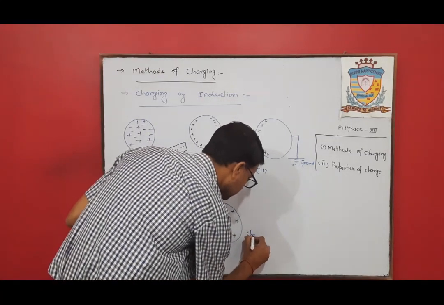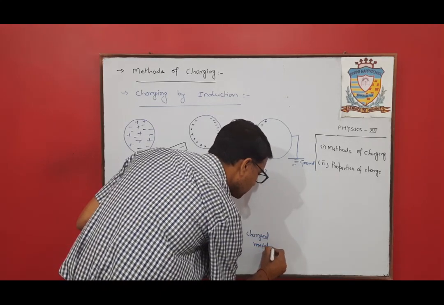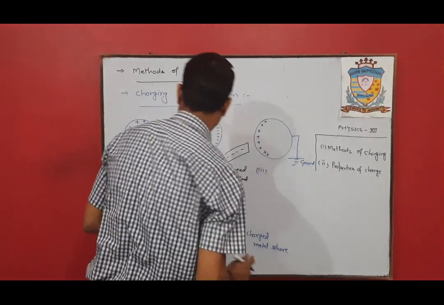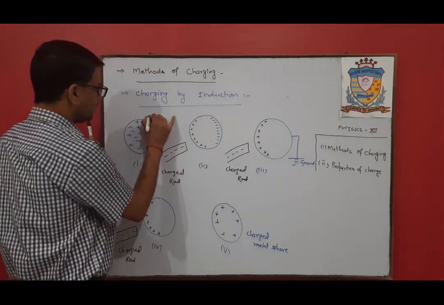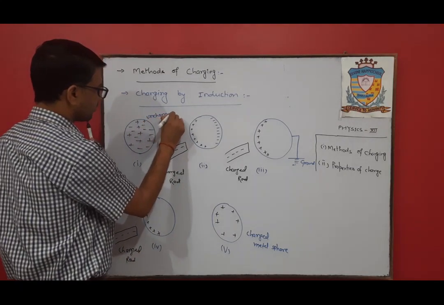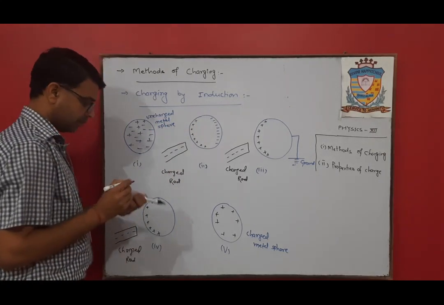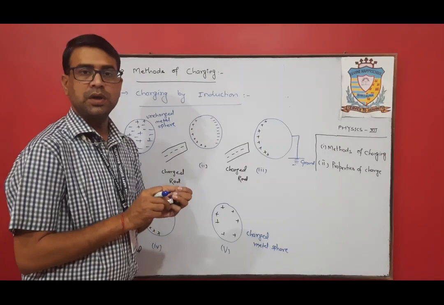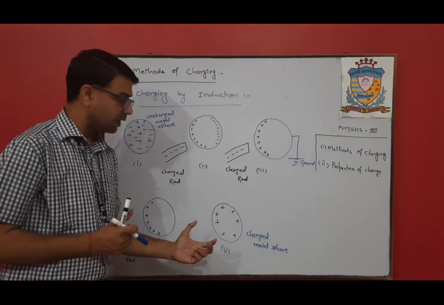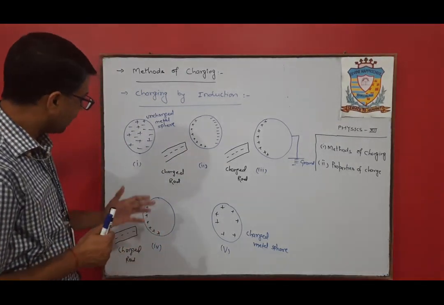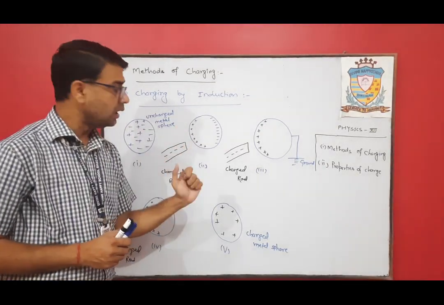So this is a charged metal sphere. Okay, here it is neutral or uncharged. Induction means without touching, without any physical contact. So with the help of these 5 figures, I generally show how a body can be charged without any physical contact.